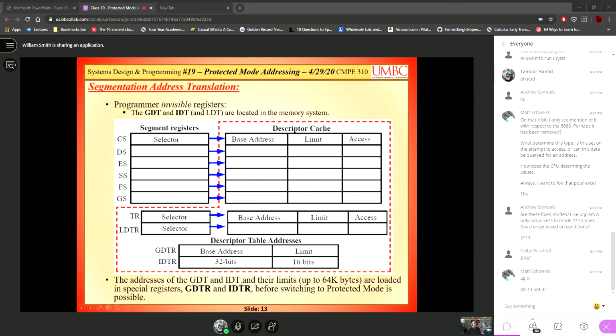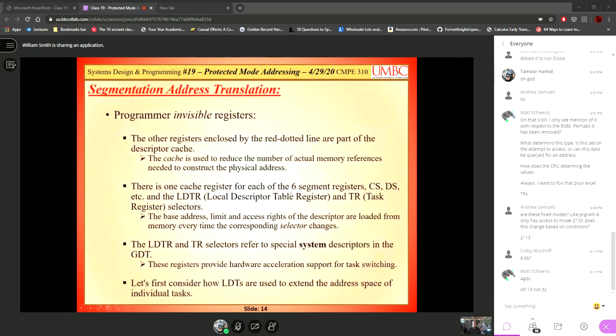The addresses of the GDT and IDT and their limits are loaded in special registers. These are again the invisible registers, the ones that the programmer can't see, before switching to protected mode is possible. So when you go into protected mode, the operating system itself is going to load some of this protected mode area up here with the values that it has, based on the fact that you're in protected mode, GDT and IDT. If you're in LDT, it's not going to mess with this stuff. It's going to be a very low, basic kind of thing.